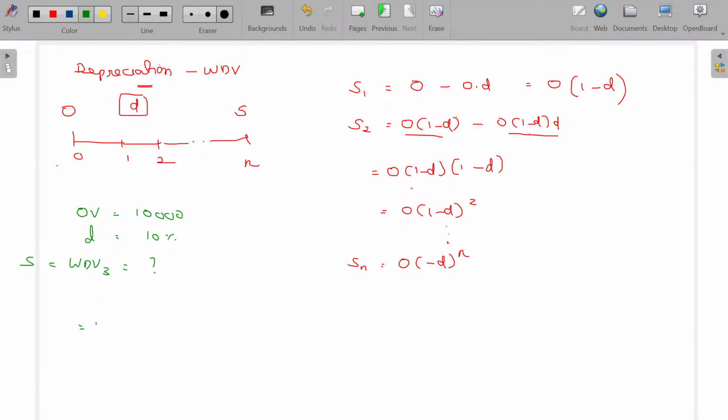Here, original value being 10,000 into 1 minus D, here D being 0.1. 10% can be expressed in decimal, which is 0.1. So 1 minus 0.1 to the power n. Here the power n being 3 times. 10,000 into 1 minus 0.1 is 0.9 to the power 3.